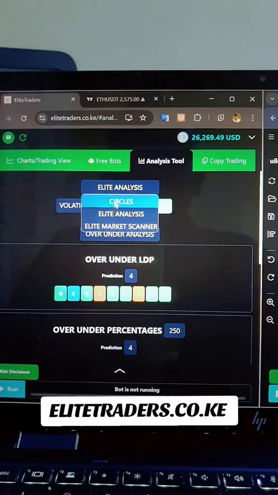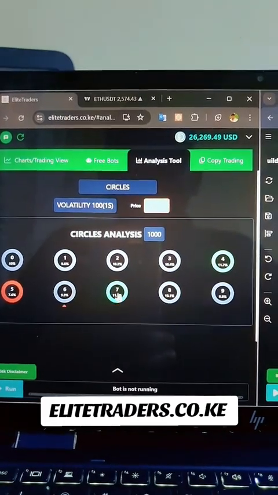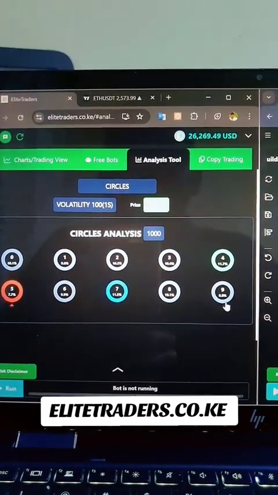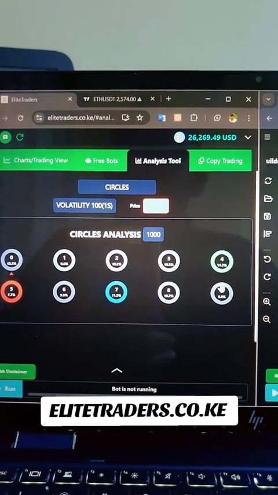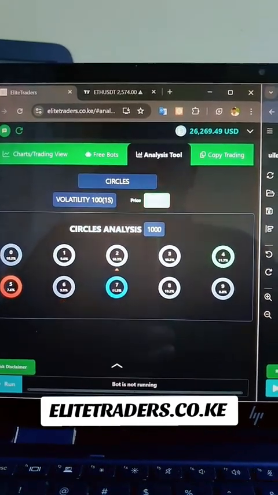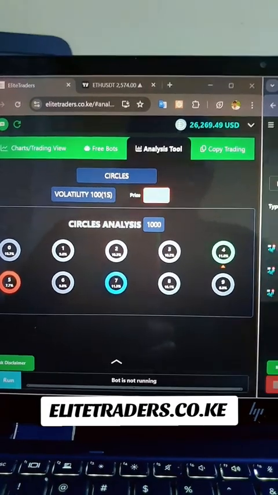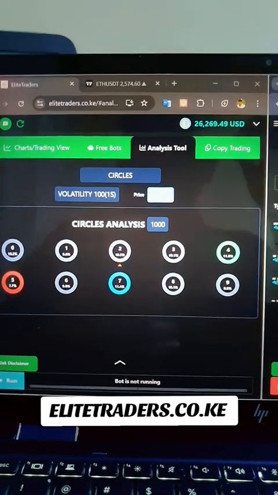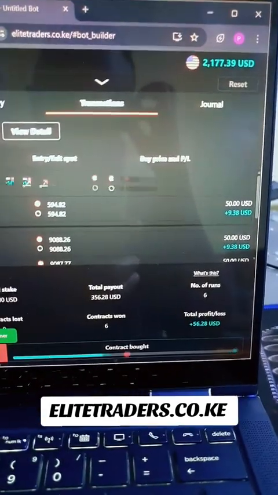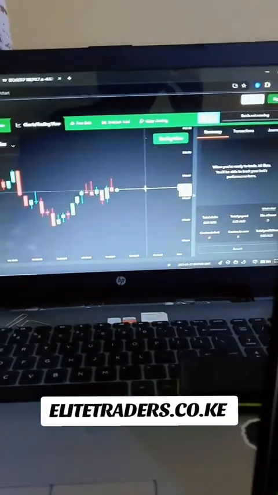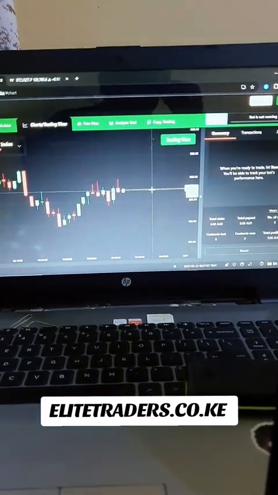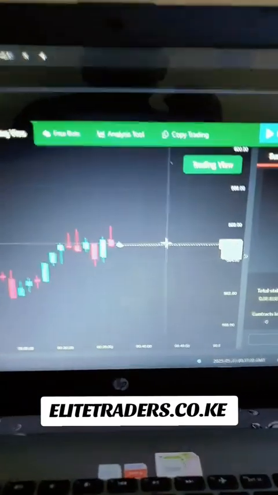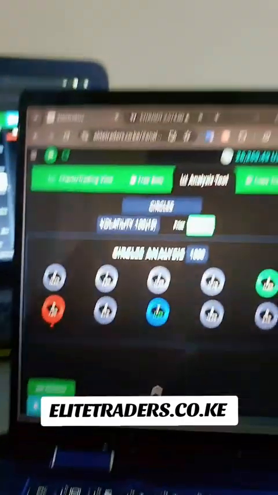Let's see when it comes to the circles. The blue bar and green bar should all be above digit 4. I can see the green bar is on digit 4. Okay, I can still do it, but you should make sure that the market meets all the conditions. So currently it's at 56%. On this other side, I can see the market is still on the rise. Yeah, the market is still rising. I'm actually using a 1 minute candle.